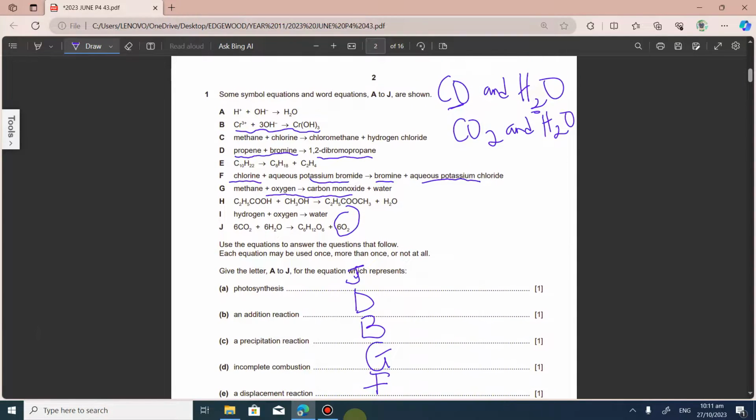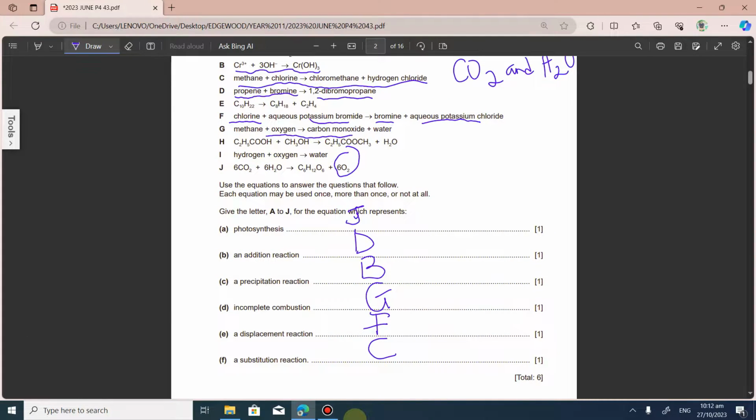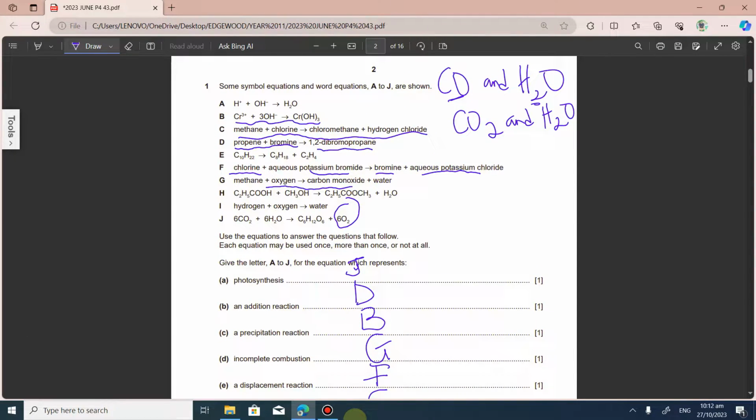And then the last one says a substitution reaction. Now, substitution reaction is one of the reactions of the alkanes, especially with the halogens. Okay, so in this case, you look at an alkane there, which is methane, reacting with a halogen, chlorine, to form chloromethane and hydrogen chloride. So that's an example of a substitution reaction. And remember that the reaction needs to take place in the presence of ultraviolet light, because it is a photochemical reaction.